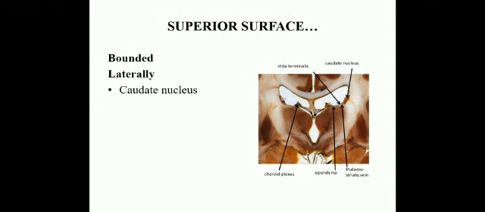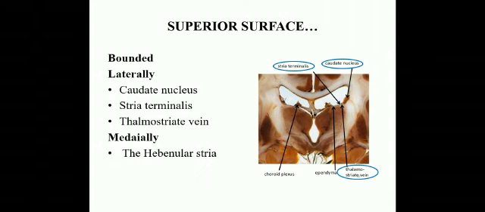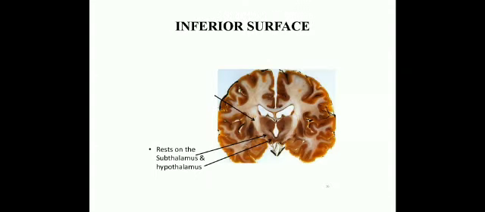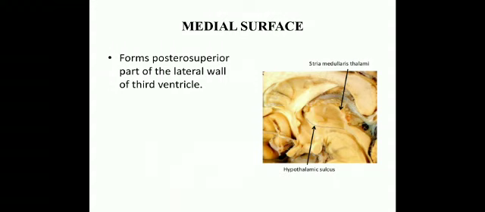It is bounded laterally by the caudate nucleus, stria terminalis and the thalamostriate vein, and medially by the habenular stria. The inferior surface rests on the subthalamus and hypothalamus. Here you can observe below the thalamus, the inferior surface resting on the subthalamus and the hypothalamus. The medial surface forms the posterior-superior part of the lateral wall of the third ventricle, and the two medial surfaces are connected through the interthalamic adhesion.